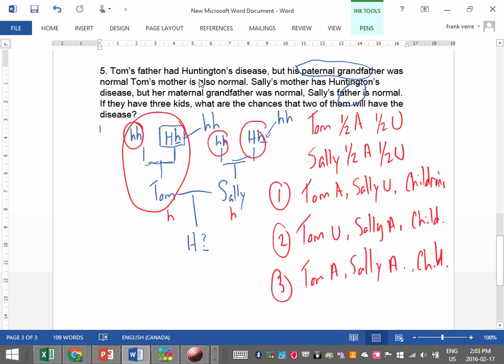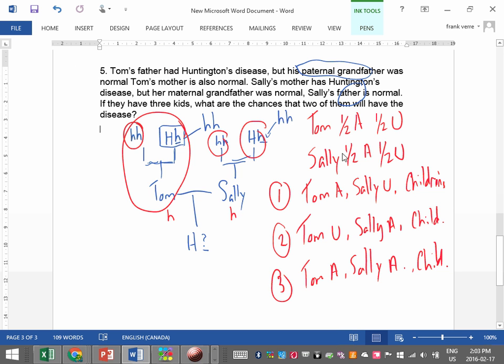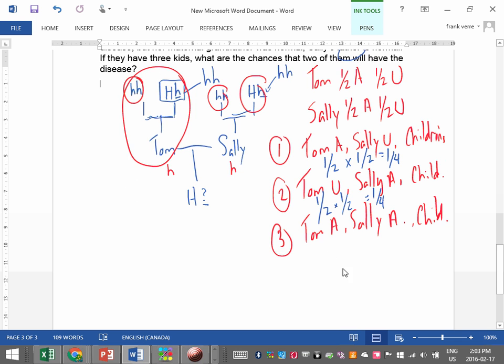Okay, so let's look at this. Let's change the color so it's a different color. Tom being affected, 1/2, times Sally being unaffected, 1/2. So this sequence is 1/4. Tom being unaffected is 1/2, Sally being affected is 1/2, so that's also 1/4. And then the third scenario is both Tom and Sally are affected. Again, that's 1/2 times 1/2, which is 1/4, okay?